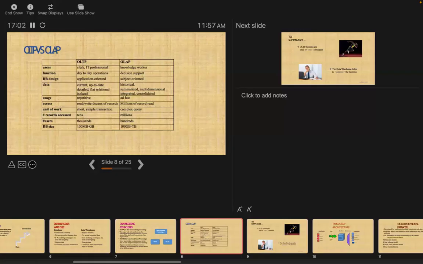Then size. In the case of OLTP, it is less for every user. But in the case of OLAP, we are more focused on the maximum amount of data, right? We have to keep it in a larger space. So that is more than OLTP requirements, more likely 100 GB to TB. Okay. So these are the differences between OLTP and OLAP. Is it clear? Yes, sir. Okay, good.